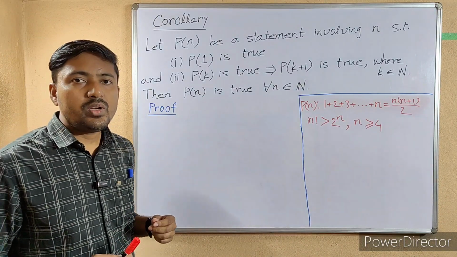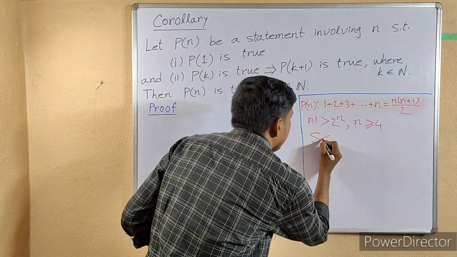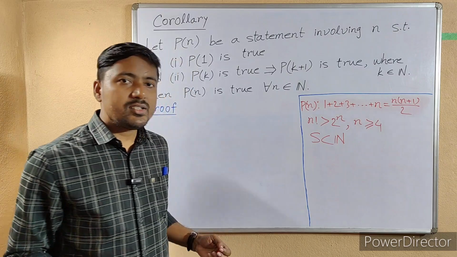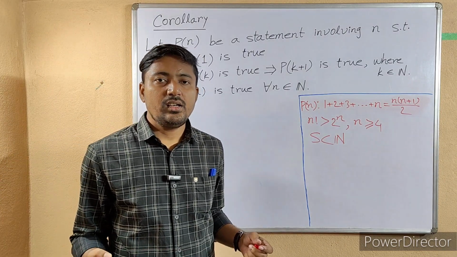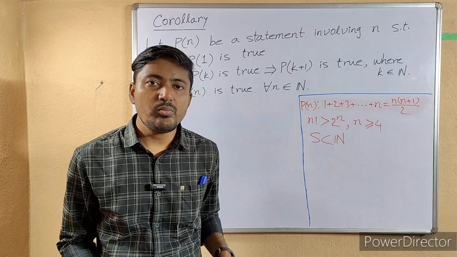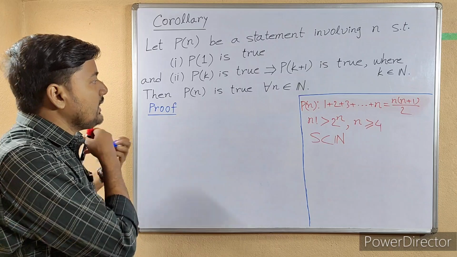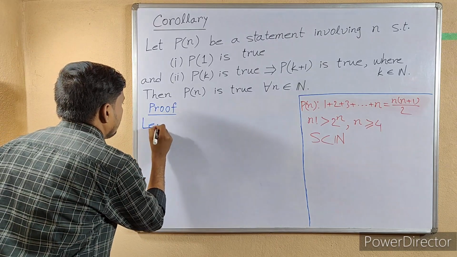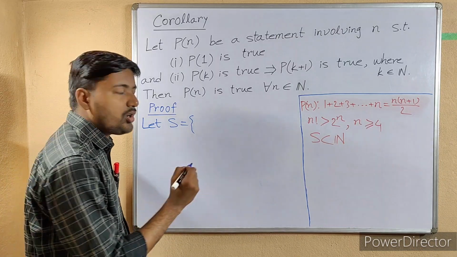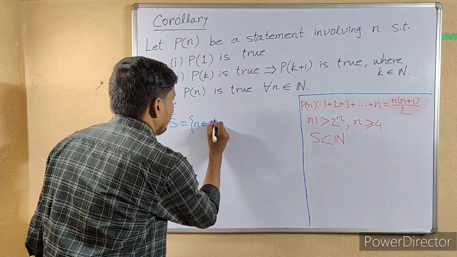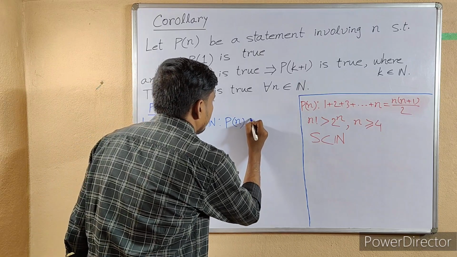Okay, now let's look at how to prove this. First of all, we have to take a suitable subset S of n such that S satisfies the two conditions of the first form of the principle of mathematical induction. Let S equal the set of all n belongs to n such that Pn is true.